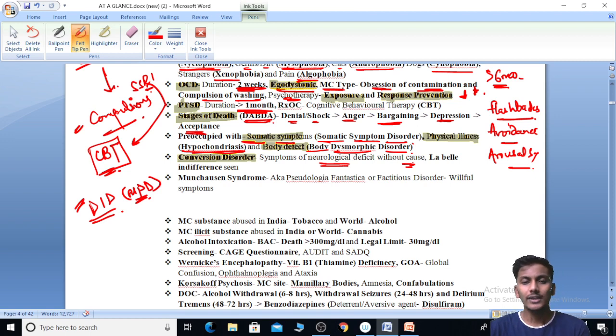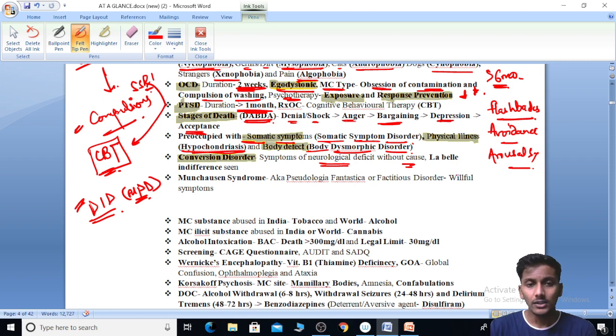So the symptoms are telling that there is some neurological deficit lying in the brain, but if we perform all the investigations, no cause can be determined, okay? So that is usually seen in cases of conversion disorder, which is also known as dissociative neurological symptom disorder. Right, in this what happens, there would be some motor symptoms, some sensory symptoms, or there can be some pseudoseizures, okay? So please remember.